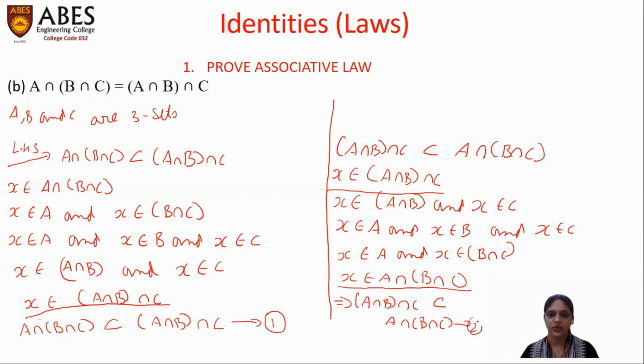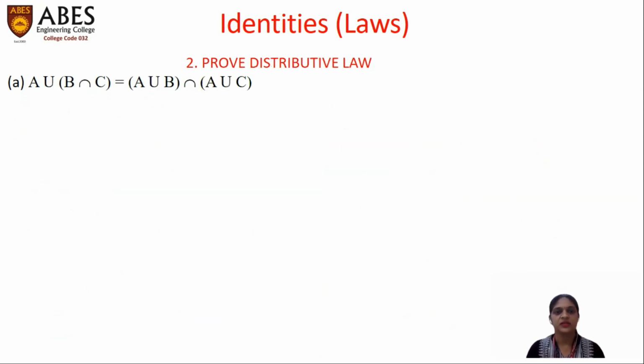Let's consider this equation number 2. Then from equation 1 and equation 2, we can say that left hand side is equal to the right hand side. Hence, this is the proof of the second property of the associative law. Now we are moving towards the next property, that is next identity, that is distributive law. So the first property of the distributive law is A union B intersection C is equal to A union B intersection A union C. So let's prove this thing.